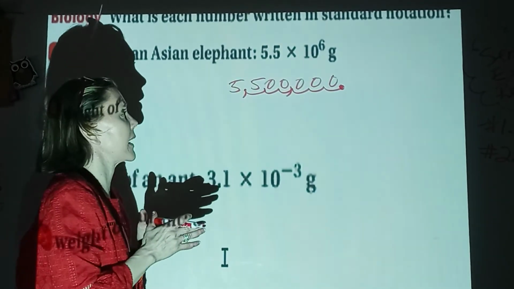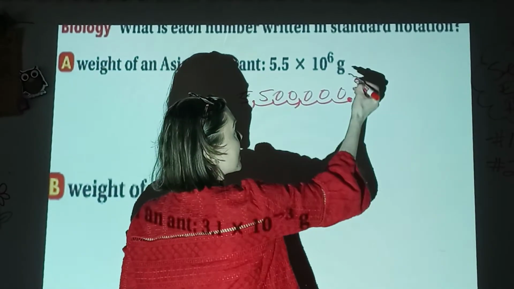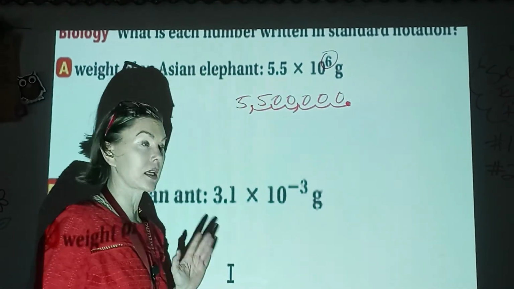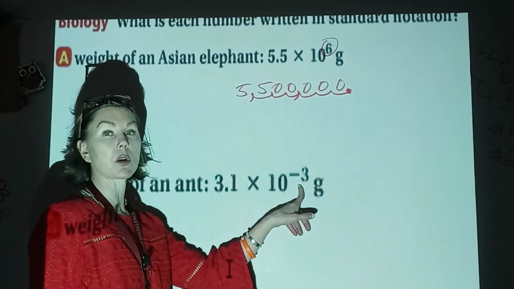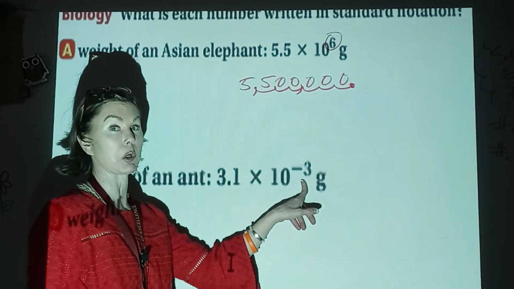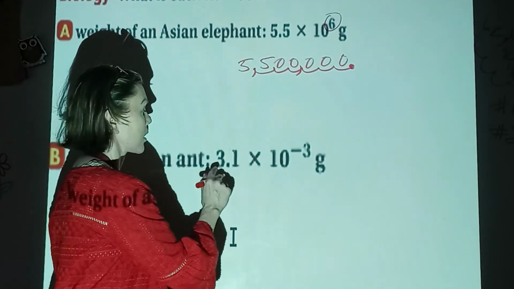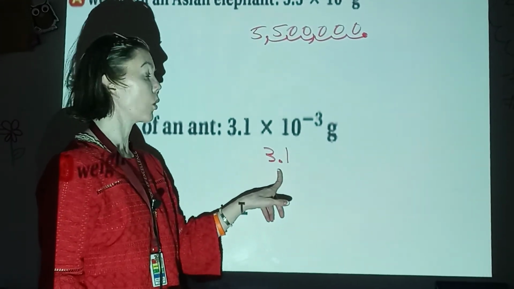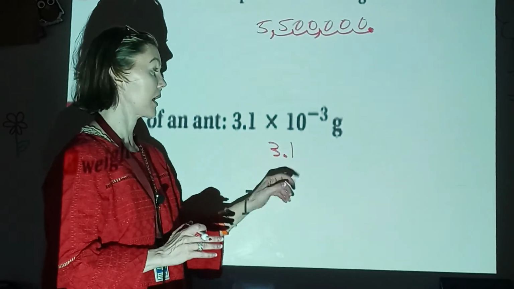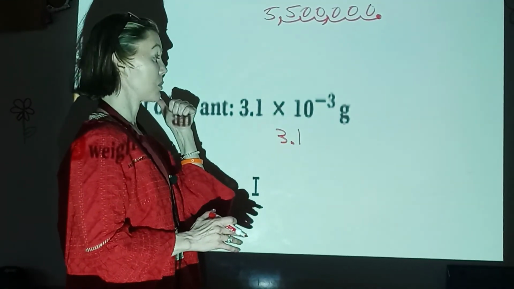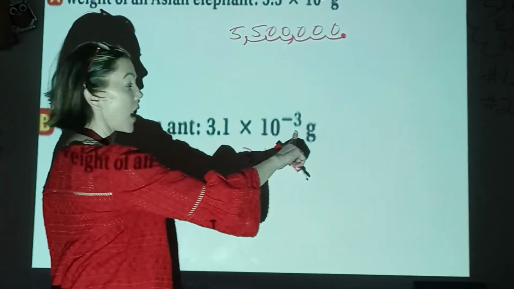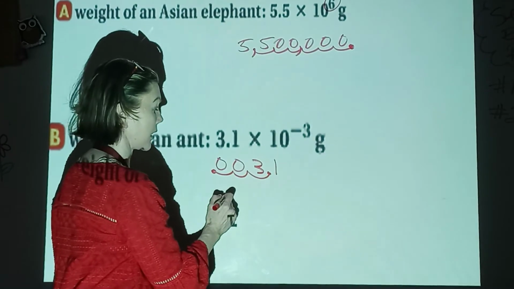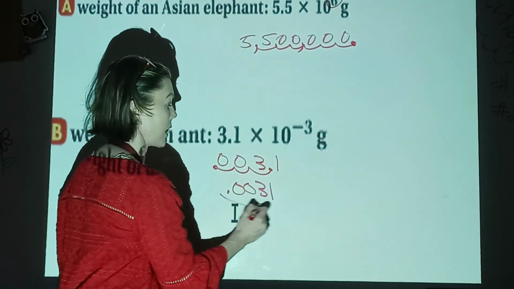Okay, and the reason why I knew to move it to the right was because that was a positive exponent, which means I knew I was going to have a whole number for my answer. Now we have a negative exponent, which means we're going to wind up with a decimal. Okay, so here, 3.1. Okay, so being that I know we're going to wind up with a decimal, that means we have to move the decimal place to the left. How many? 3 times. So we're going to go 1, 2, 3 and fill in the 0. So our final answer is 0.0031.